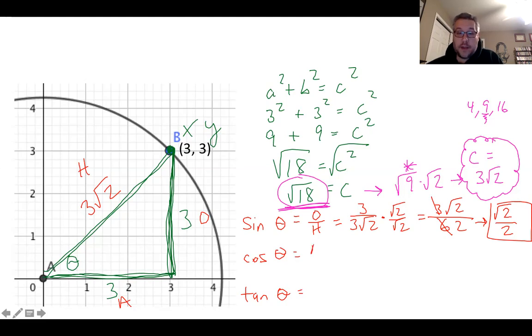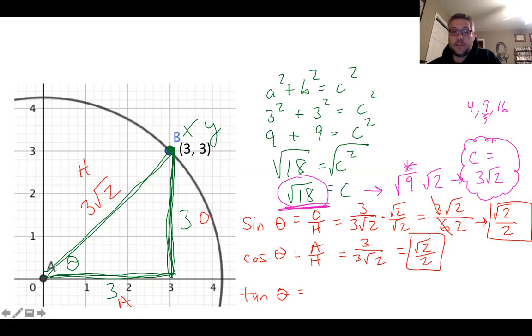Cosine is a fancy word again for adjacent over hypotenuse. So we have the adjacent here is also 3. The hypotenuse is 3 root 2. Huh. It's the same thing as we just had. Why would that be? Well, the opposite and the adjacent are the same. They're both 3. So of course, if that's the situation, the sine and the cosine will be the same. So we already know where this is going. The final answer is going to be root 2 over 2 because we're working with the same numbers we did in the previous example. So cosine's done.